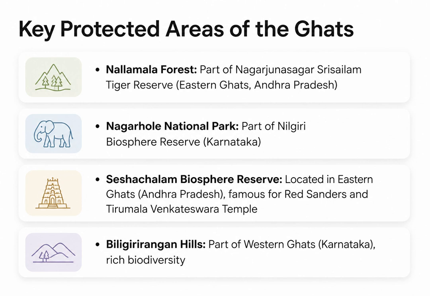The Nalamala Forest in Andhra Pradesh is part of the massive Nagarjuna Sagar Sri Sailam Tiger Reserve within the Eastern Ghats. Over in Karnataka, Nagarhole National Park forms an integral part of the Nilgiri Biosphere Reserve. The Seshachalam Biosphere Reserve, located in the Eastern Ghats of Andhra Pradesh, is globally famous for its endemic red sanders trees and houses the revered Tirumala Venkateshwara Temple. Meanwhile, the Biligiri Rangan Hills in southern Karnataka form a biodiverse offshoot of the Western Ghats.